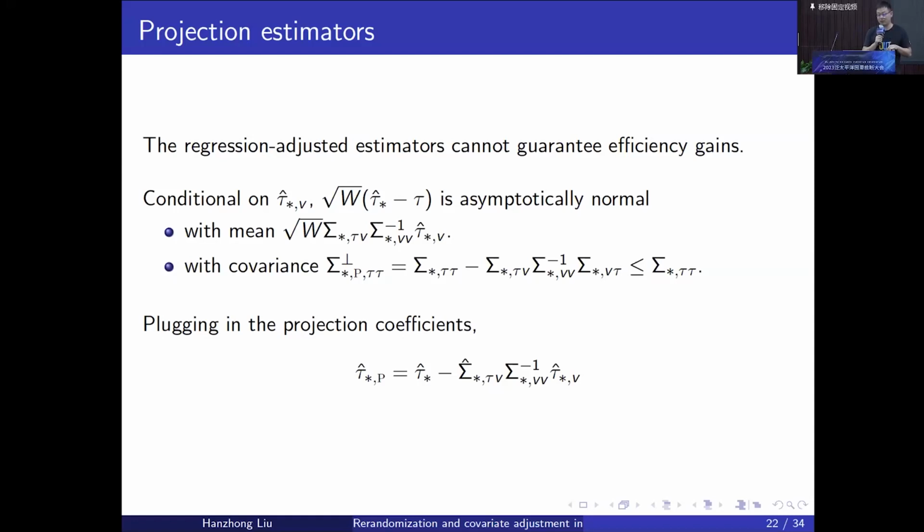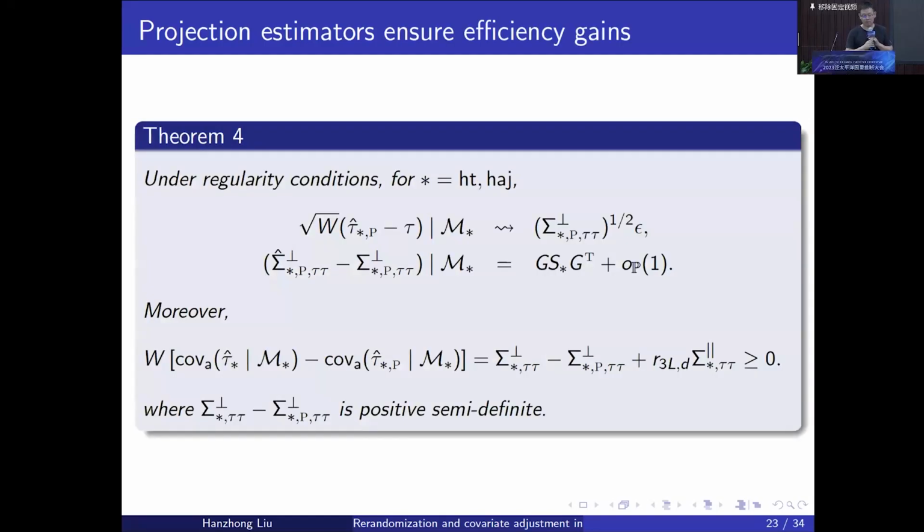Since tau hat star v and tau hat star are jointly asymptotically normal, conditional on tau hat star v, the tau hat star is still asymptotically normal, but with a mean shift and a covariance smaller than or equal to the unadjusted estimator. So if we can plug in the projection coefficient to remove the bias, then we can obtain a more efficient estimator, and we denote it by tau hat star p.